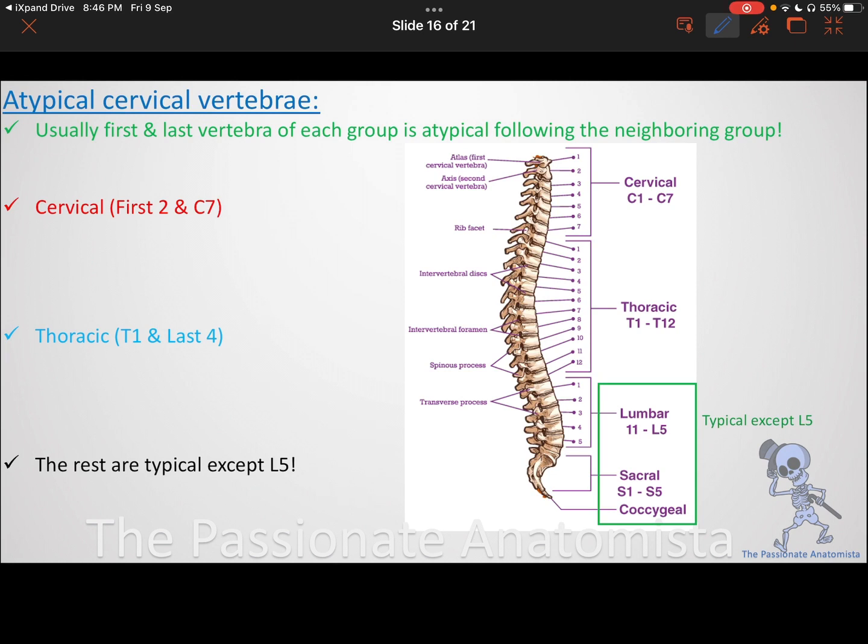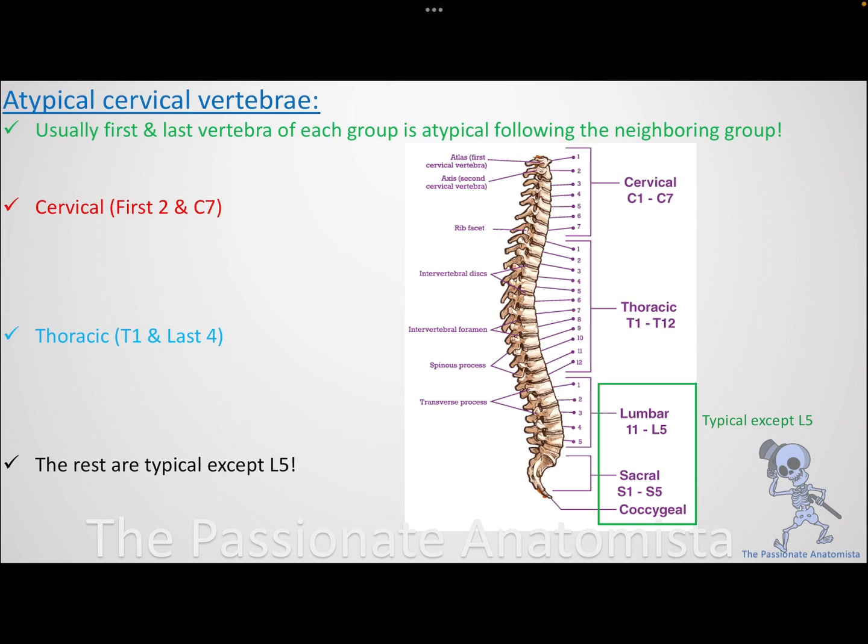Now we are coming to the last and very important part of the vertebral column. First, we're going to talk about the typical and atypical. I already mentioned this previously, but we're just going to scan through, and then we're going to proceed to a very important topic, and we're going to end this video with that topic, all right? So remember that we usually have the first and last vertebra from each group as atypical, and we already said why C1 and C2, atlas and axis, are different, and C7 from the cervical group. And T1 and the last thoracic vertebrae are atypical.